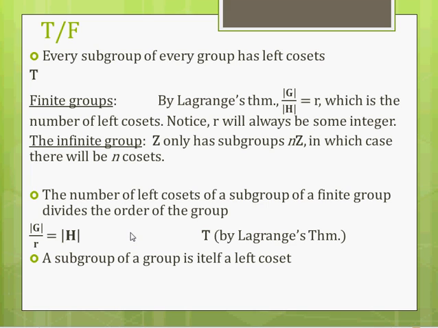Next: a subgroup of a group is itself a left coset. I'll just give you a hint. It's true. I'm giving you a hint on the explanation, since I already gave you the answer, but just look at this. This is a subgroup, isn't it? This is a subgroup, and this is the left coset, and these are the same, aren't they? So, ta-da!